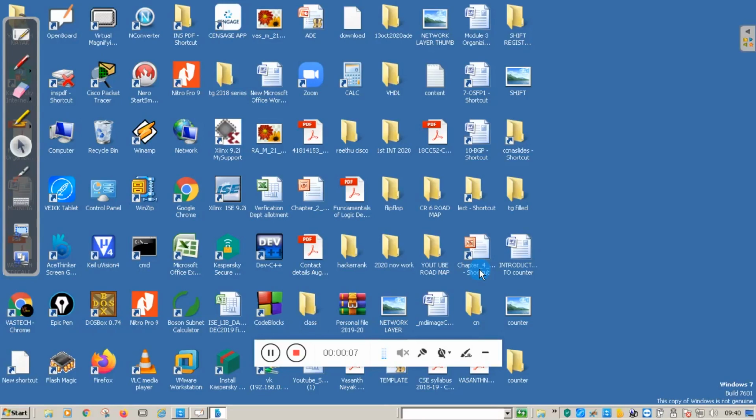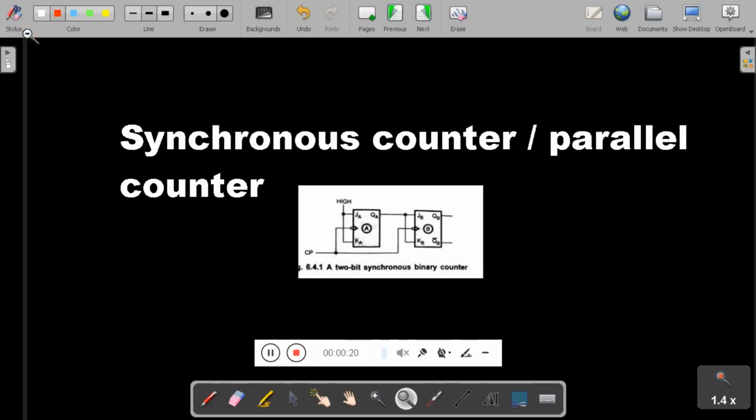So in the last session of analog and digital electronics, we have studied what is ripple counter, or the other name for the ripple counter is a serial counter or asynchronous counter. In this session, we will study what is synchronous counter or parallel counter.